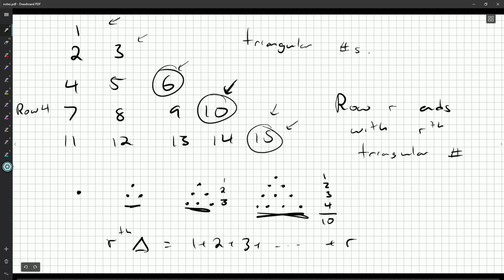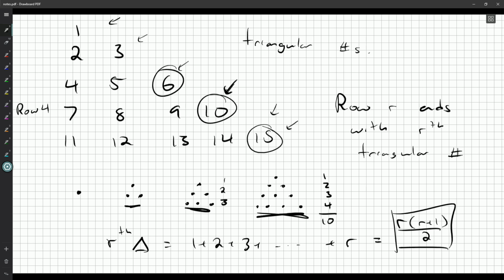There's a very nice formula for the sum of the first r natural numbers. It's r times r plus 1 all over 2. And it's a very good one to have committed to memory. It does pop up on math contests, especially some of the harder questions.